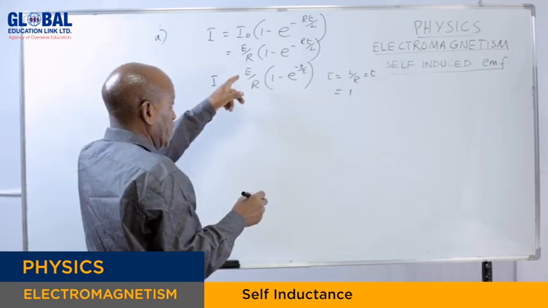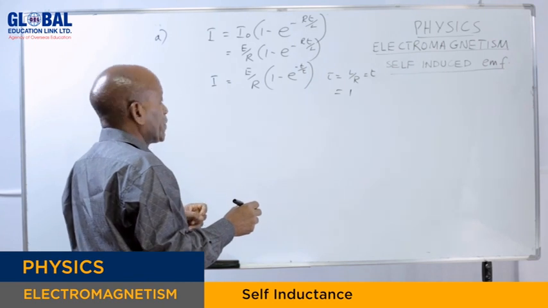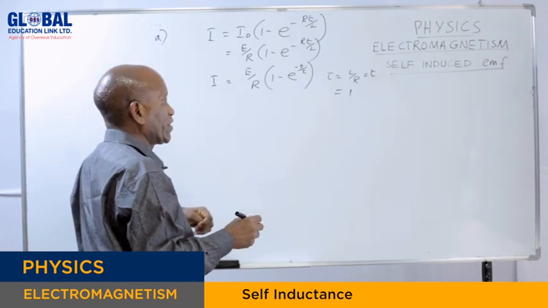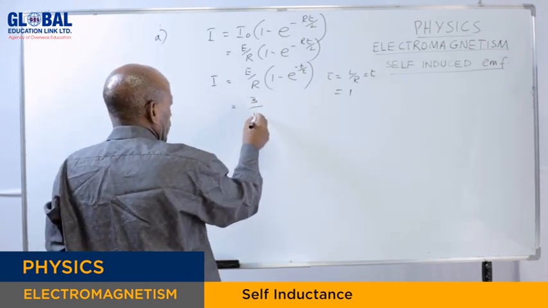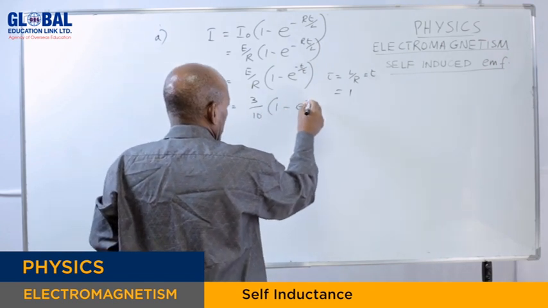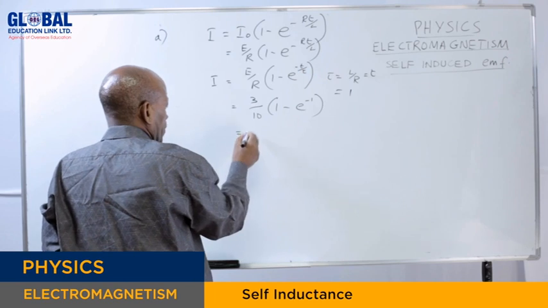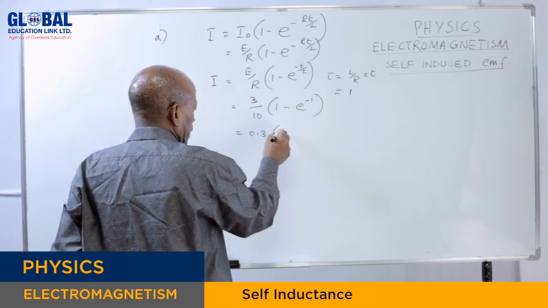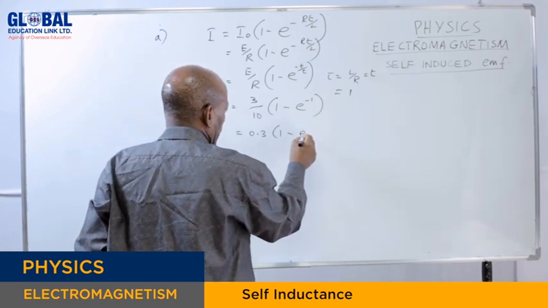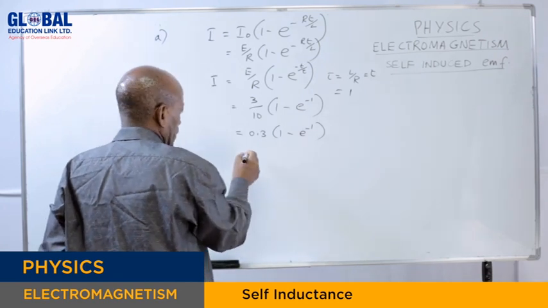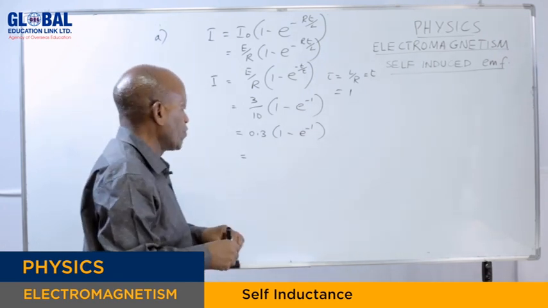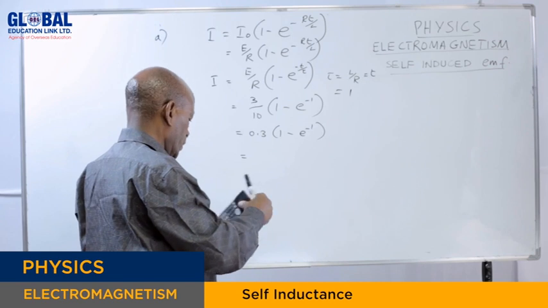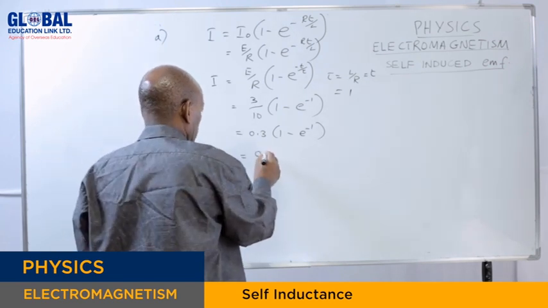And therefore, if we substitute the value for E from the equation which is given there, that is 3 volts, and the R, that is 10, we shall be getting 3 over 10 into 1 minus e power minus 1. From there, we can compute to obtain the current I. This will just be equal to 0.3 times 1 minus e power minus 1. Using the calculator, we can compute this to obtain the value for the current I.